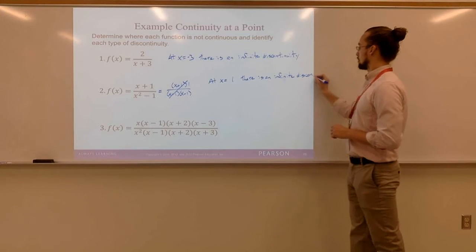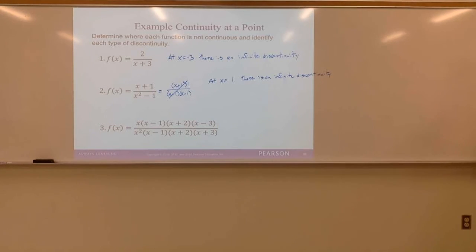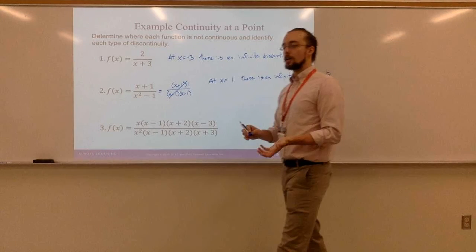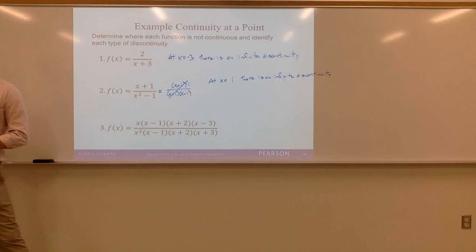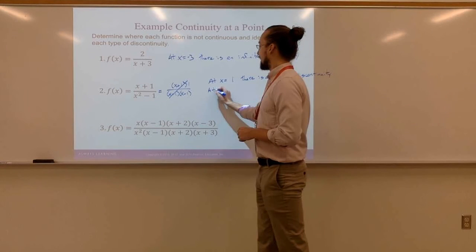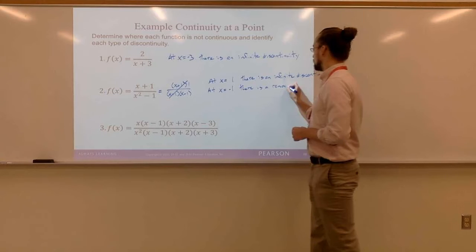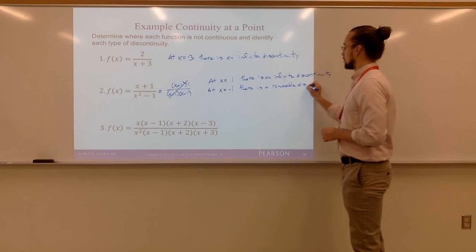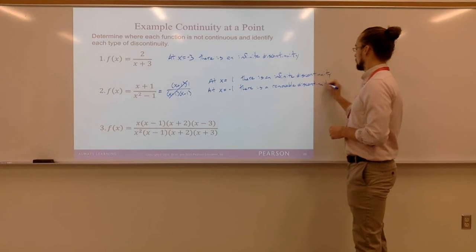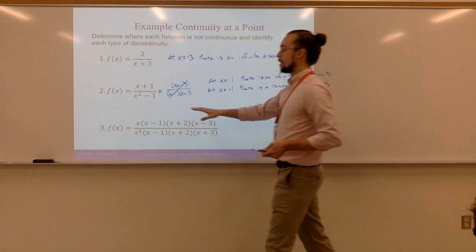Now, what about at x equals negative 1? We already said that's not in the domain. Exactly. Whenever I can cancel factors out like this, that tells me it will be a hole. It's a removable discontinuity. So at x equals 1, there's an infinite discontinuity, and at x equals negative 1, there is a removable discontinuity. That means there's just going to be a hole at that value.